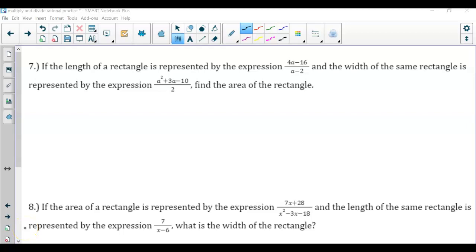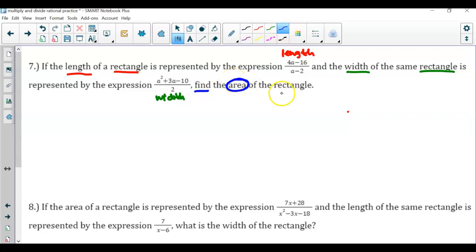In the next question, it says we are given the length of the rectangle is represented by this expression. So this is the length. And then we have the width of the same rectangle is represented by this rational expression. So this is the width. We are finding what? The area.